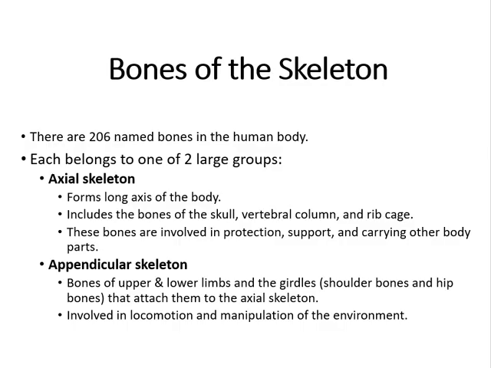All right, to continue on, let's start to do some classification. We're going to be looking next at the 206 named bones in the human body, or at least in general, and we'll start by classifying them into two large groups, the axial and appendicular skeleton. So that's what's going to be in the next video, so make sure to come back and take a look.